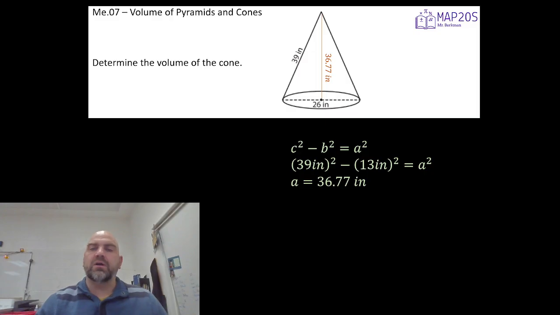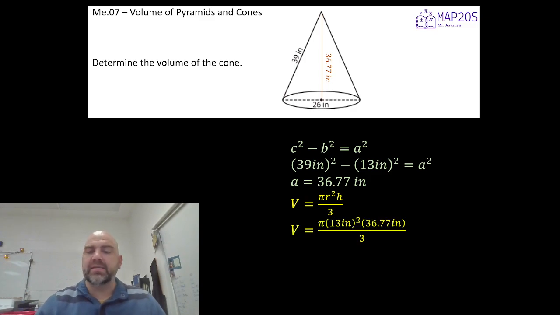So there's our height. Now that we have the height and we know what the radius is, we can use our volume formula, pi r squared h divided by 3, plug our radius in of 13, our height of 36.77, divide that all by 3, and you should get a volume of 6,507.34 cubic inches.